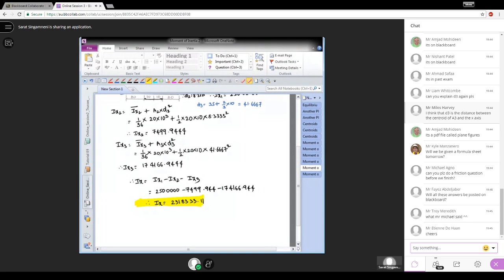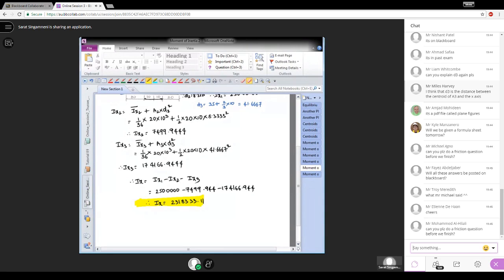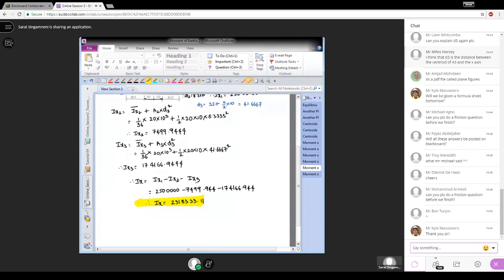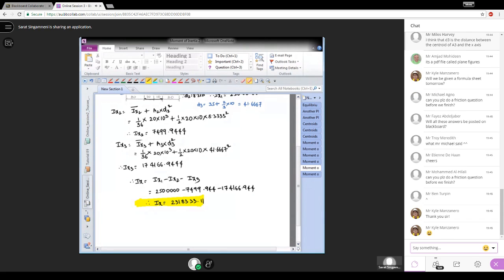Yep, the formula sheet will be given tomorrow. These answers will be on Blackboard. These are all done so many times. Why are you asking now, sir? So you don't know what I usually do. So it indicates that you're not connected to my class. Will these answers be posted online? I always post answers at the end of the session. You don't know this?